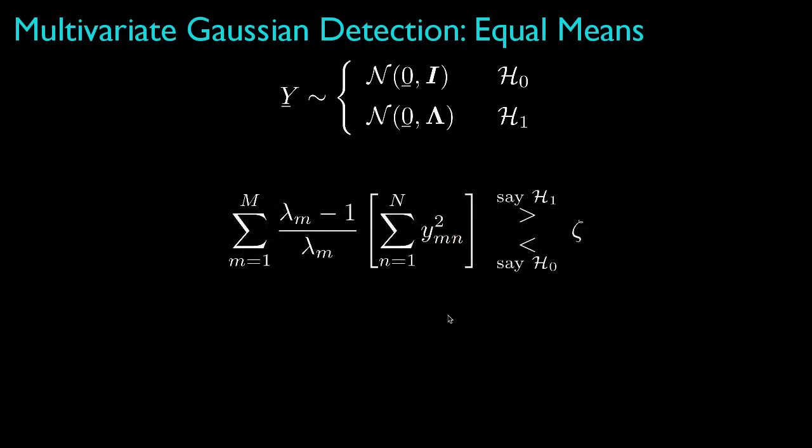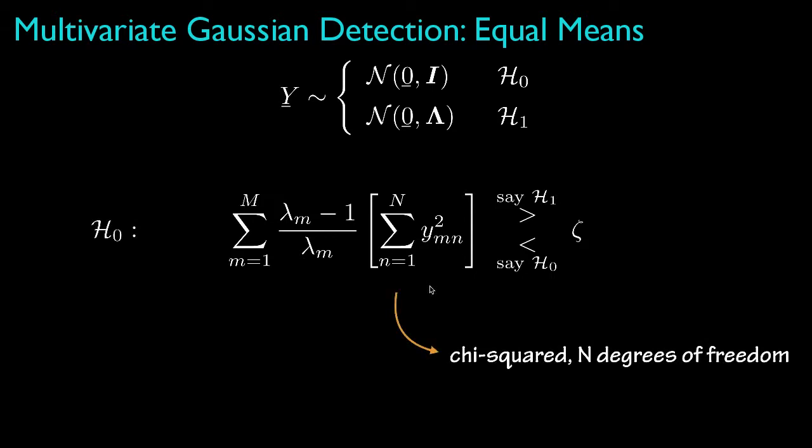and the decision test then would look like this. Now, because the data are zero mean Gaussian for both hypotheses, and because the decision test is a quadratic function of the data, the resulting decision statistic will be a linear superposition of chi-squared random variables with n degrees of freedom for both hypotheses. Under hypothesis 0, for instance, the variances for all the data are equal to 1, so the sum of the squares over the realizations for each element of the observation will be a chi-squared random variable with n degrees of freedom, and the superposition will have the coefficients lambda m minus 1 divided by lambda m.